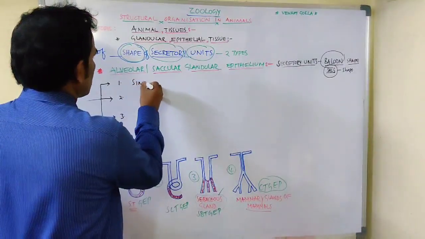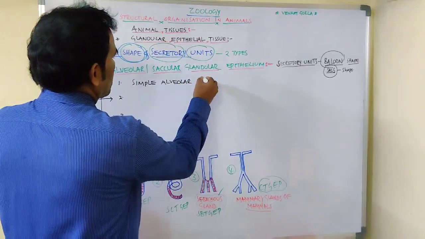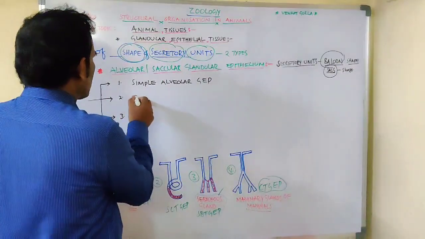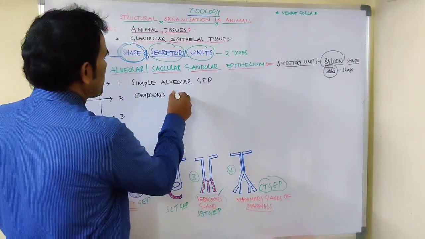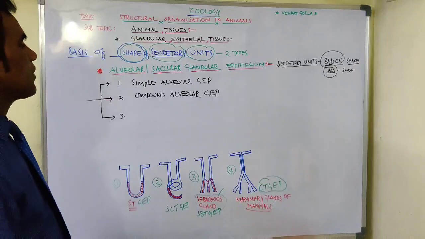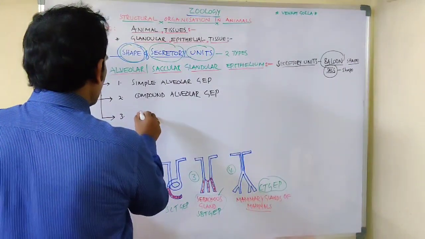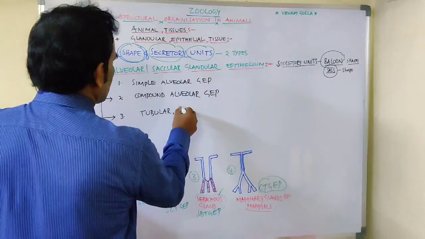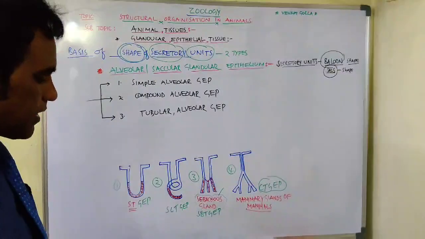They are called simple alveolar glandular epithelium, compound alveolar glandular epithelium, and the last one is tubular alveolar glandular epithelium. First, the simple alveolar glandular epithelium.